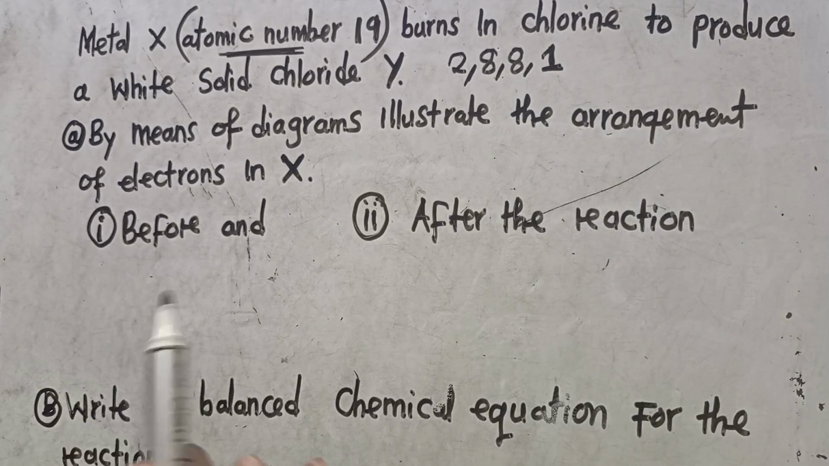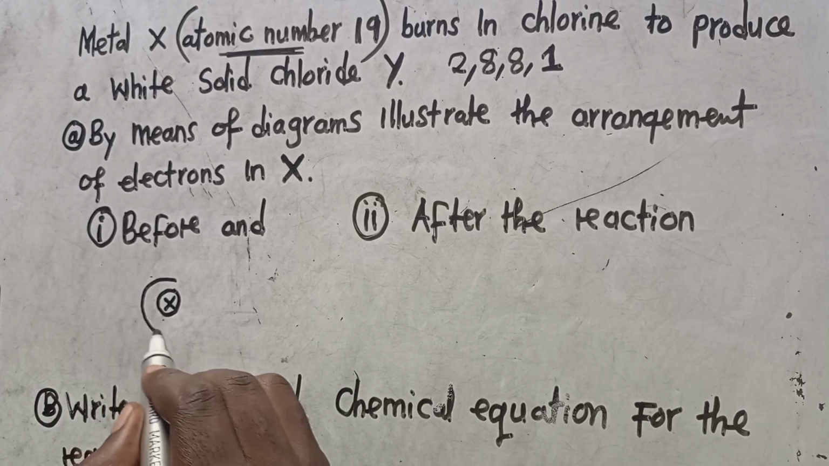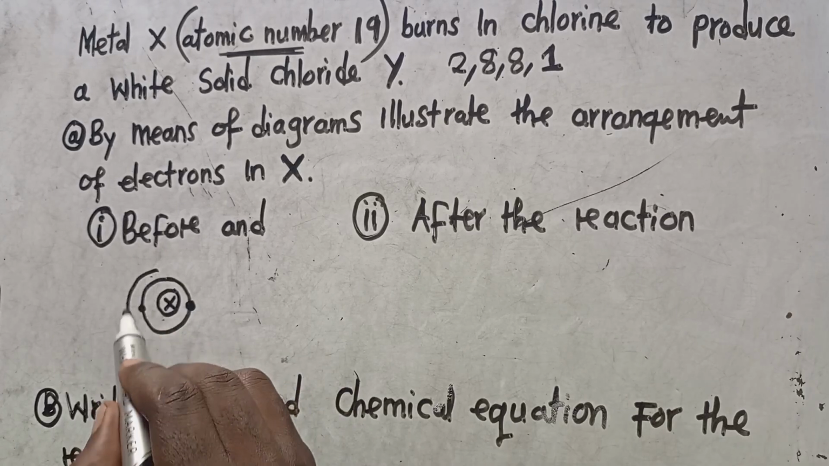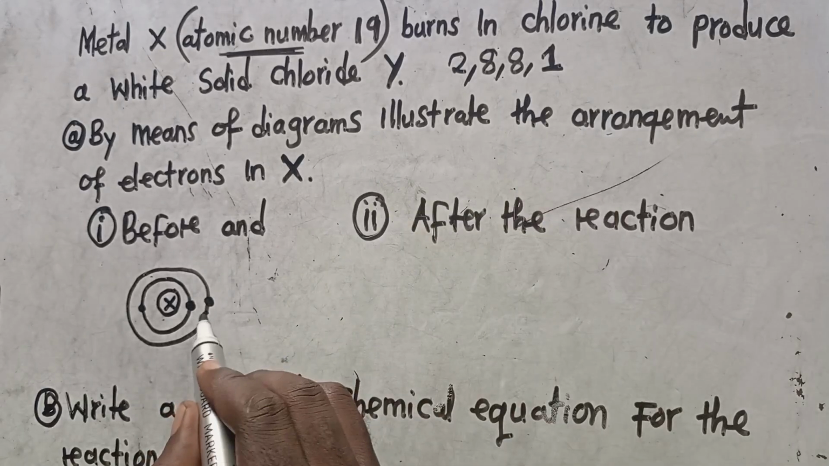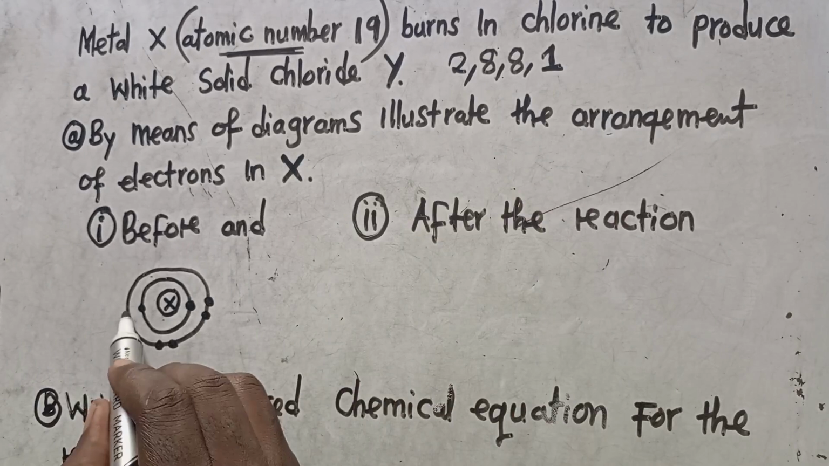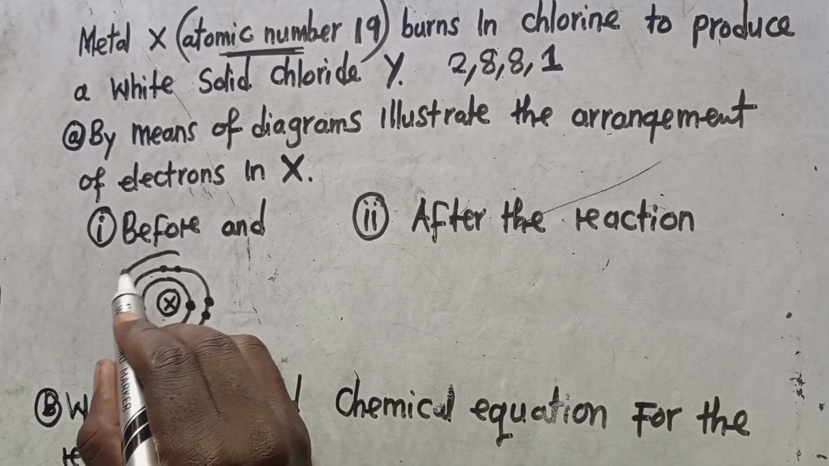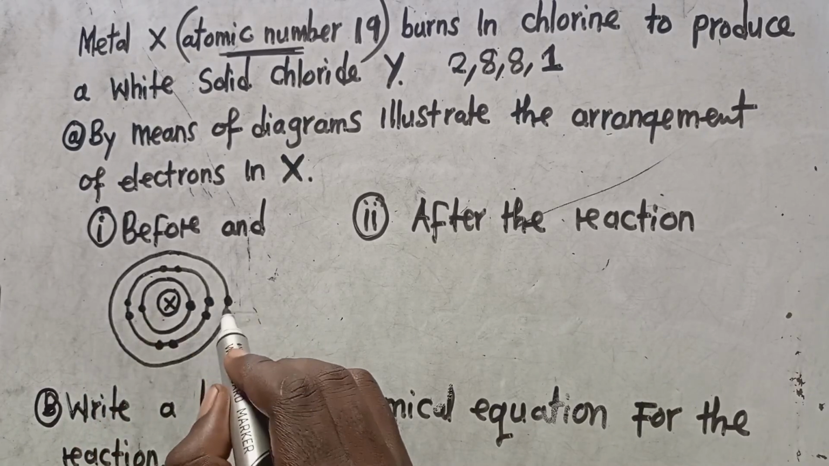They want me to draw a diagram of this particular metal before the reaction, meaning it is a neutral atom. So I'm going to say this is X because I don't know it. In this shell, I'm going to put how many electrons? I'll put 2 electrons. The next one, I'm going to put 8 electrons. These are electrons. Even the next one, I'm going to put 8 electrons. So even here, I put 8.